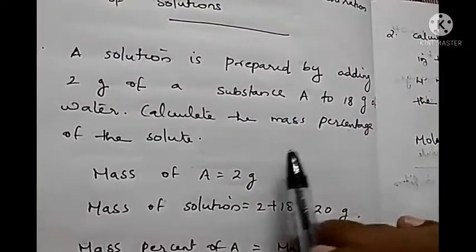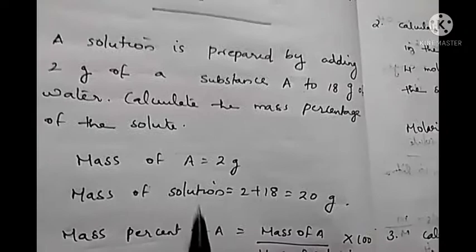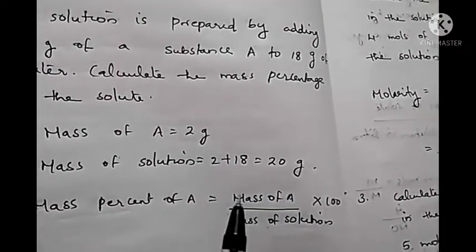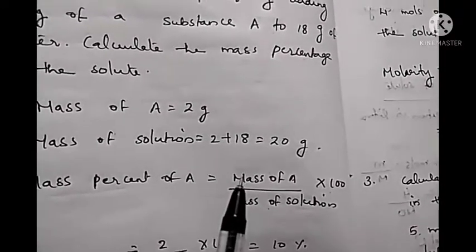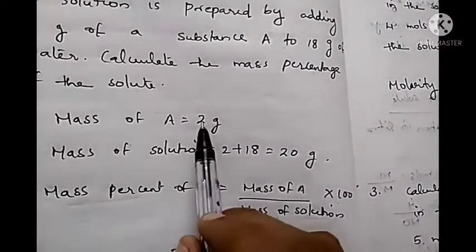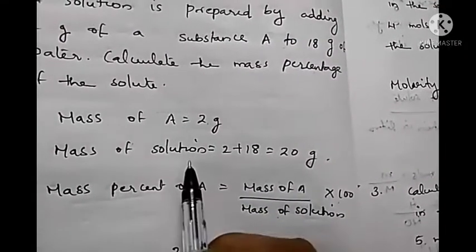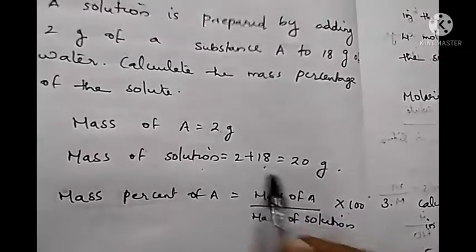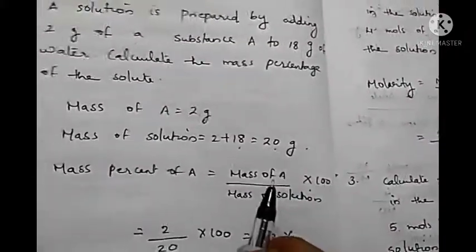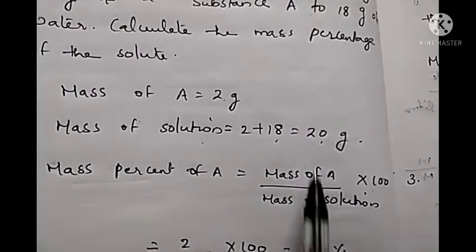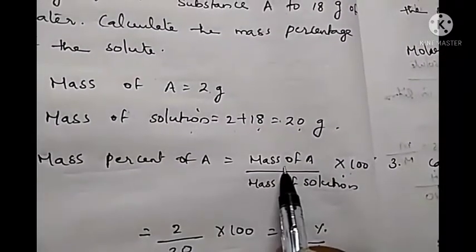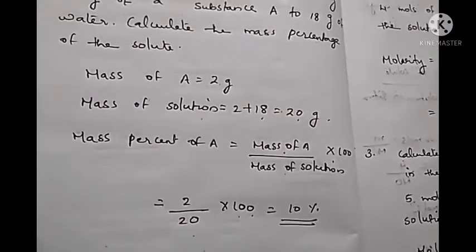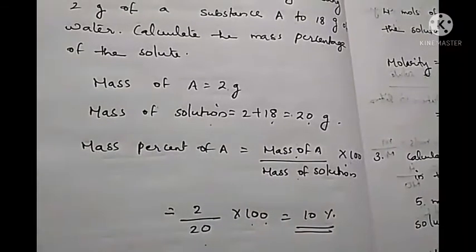Okay, so the mass percentage of solute we can calculate using the formula: mass of A divided by total mass of the solution, into 100. That is the formula to calculate the mass percentage. Then what is the mass of A? That is 2 gram, and mass of solution means mass of solute plus mass of solvent, that is 2 plus 18 equal to 20. That is the total mass of the solution. Then we substitute these values in this equation. So we will get 2 by 20 into 100, that is equal to 10%. So that is the mass percentage of A.